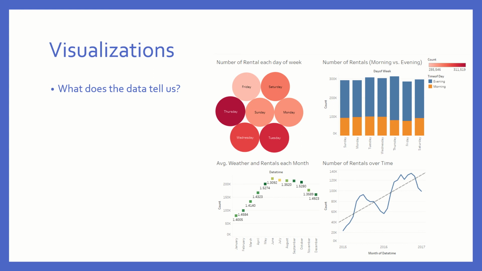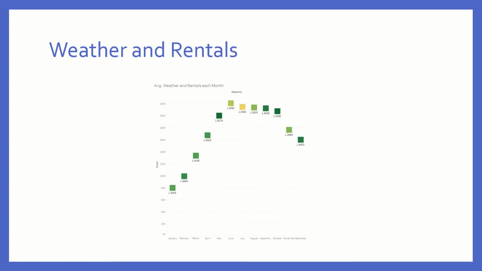So what does the data tell us? Using Tableau, we were able to create visualizations to help understand what the data is telling us. We paid attention to how factors like weather, time of day, season, and day of week might affect bike rentals. For our first model, we were able to determine that months with the best weather, such as June, July, and August, generated the most rentals.